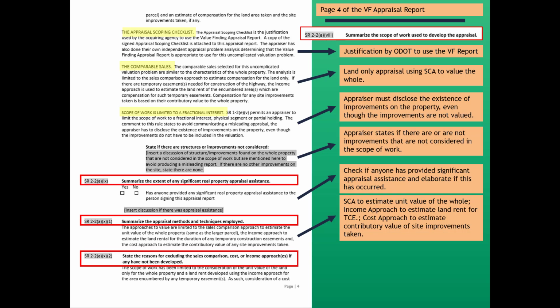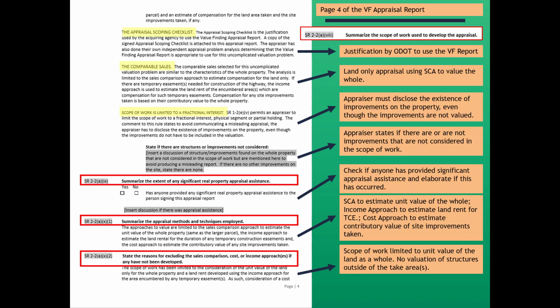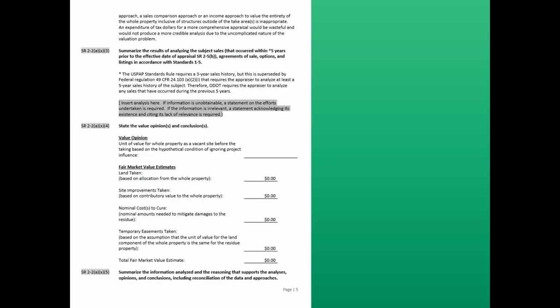State the reasons for excluding the sales comparison, cost, or income approaches, if any have not been developed. A summary of this is the scope of work is limited to the unit value of the land as a whole. There is no valuation of structures outside the take areas. The sales comparison approach, cost approach, and income approach to value the entirety of the whole, inclusive of structures, is inappropriate. We're on page 5 of the value finding report now.